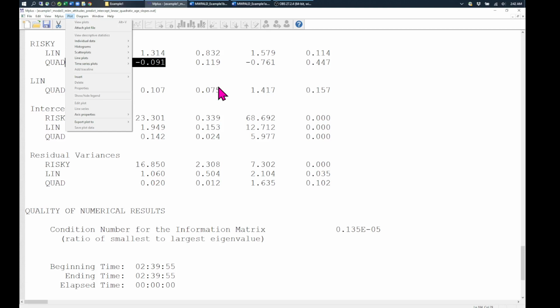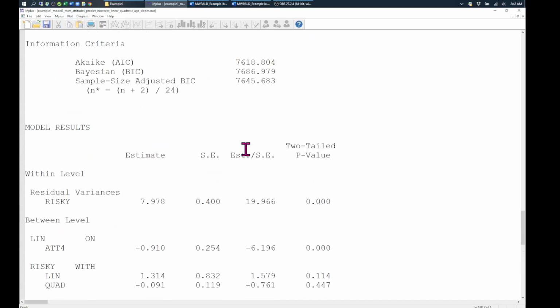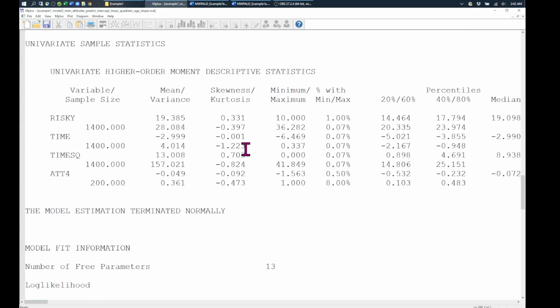The only time that I do plotting in Mplus is when I'm running an IRT model and I want it to give me a test information function or something like that that would be difficult to compute myself. All right. Any other questions about this version of the model?